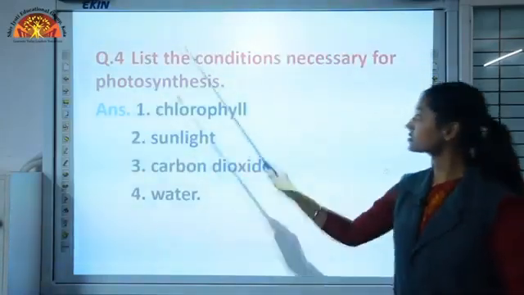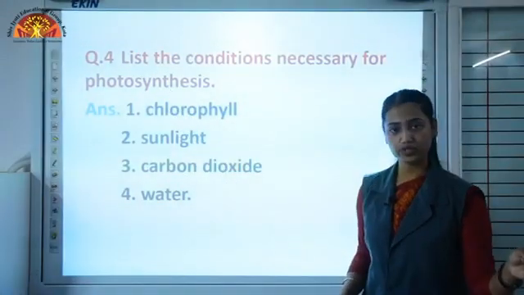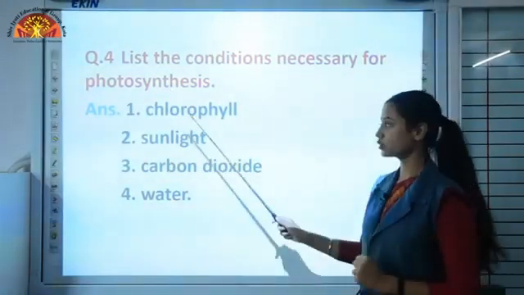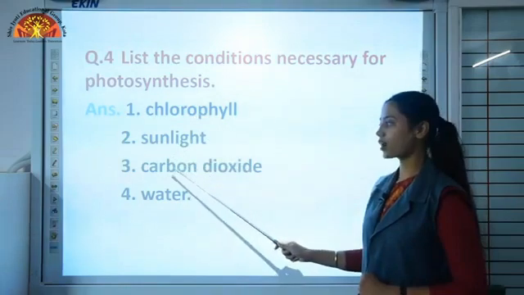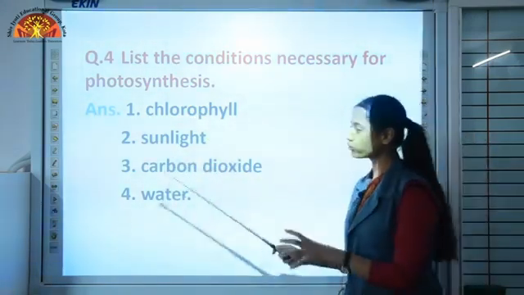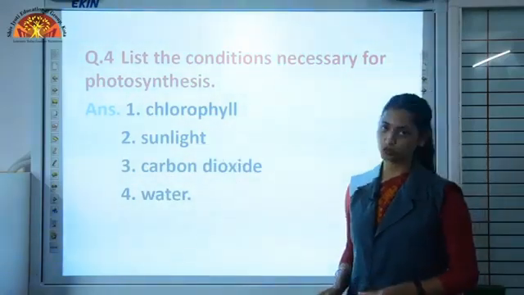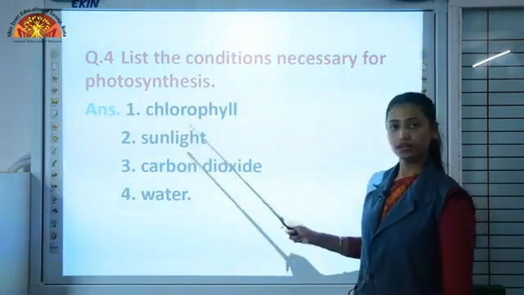Next is, list the conditions necessary for photosynthesis. In that equation we discussed 4 requirements: chlorophyll, sunlight, carbon dioxide and water. If out of the 4, even one thing is absent, then the leaf will not perform photosynthesis. All 4 are required.